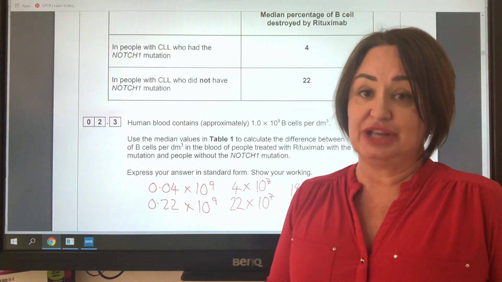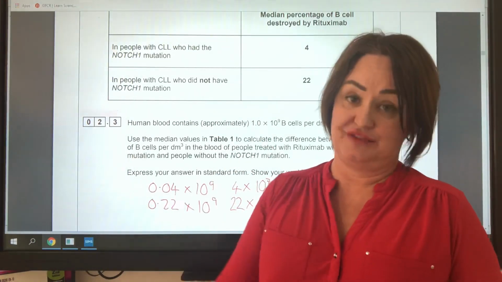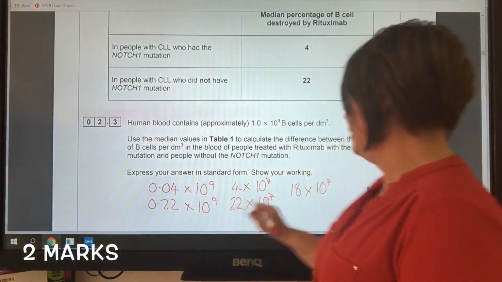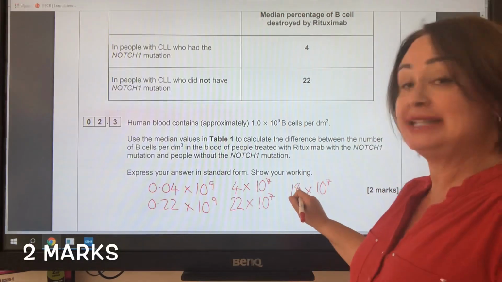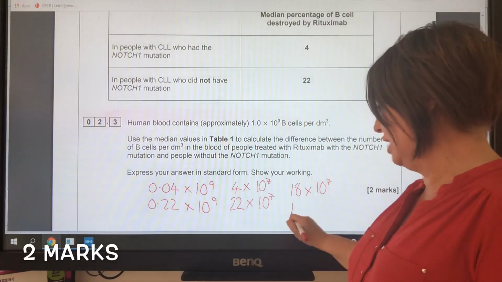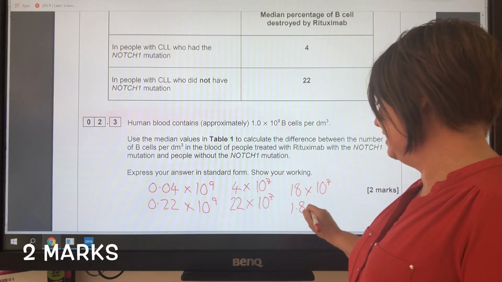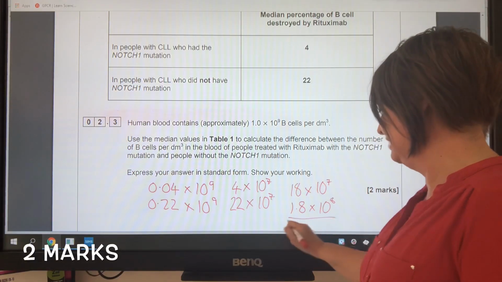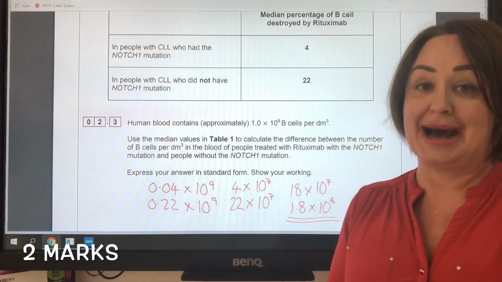But what I need to do is put it into standard form. So I need to change it to 1.8. So if I'm making this 10 times smaller, I need to make that 10 times bigger on the other side. So I'm going to write 1.8 times 10 to the 8. And that is my answer.